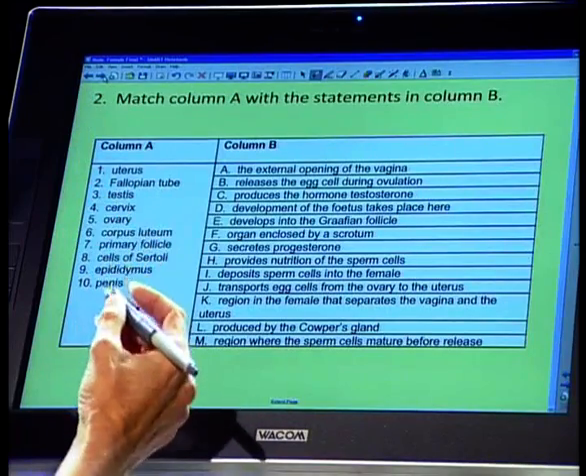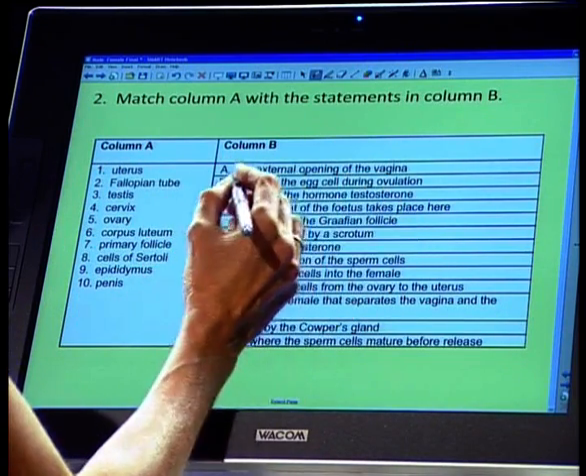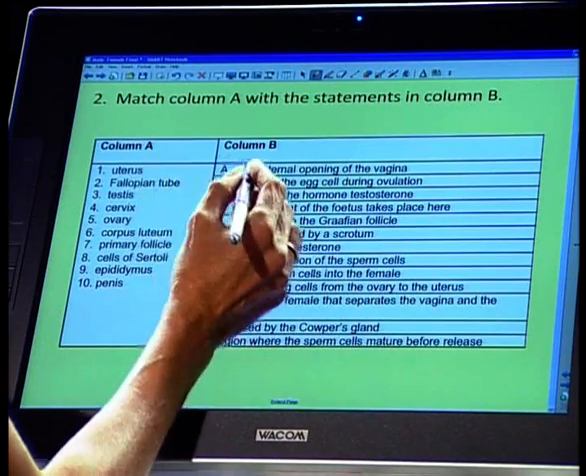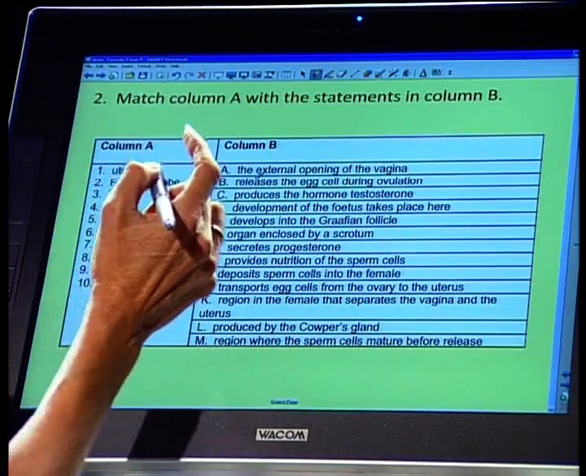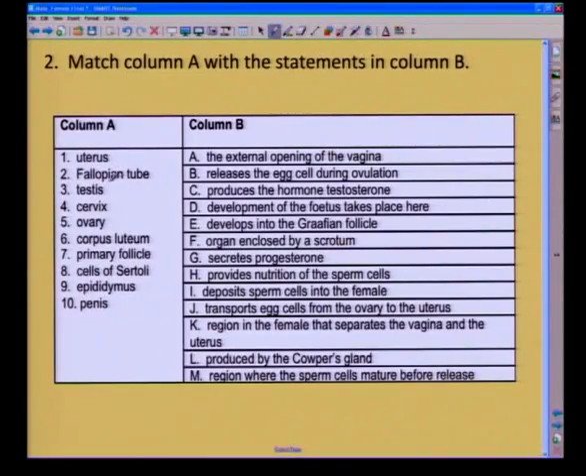The first thing you do is read your options here, and then as you read through these terms, you link them up. So let's look at how we're going to do it. We have a uterus, a fallopian tube, testis, the cervix, the ovary, the corpus luteum, the primary follicle, the cells of Sertoli, the epididymis, and the penis. All right? So here are our options.